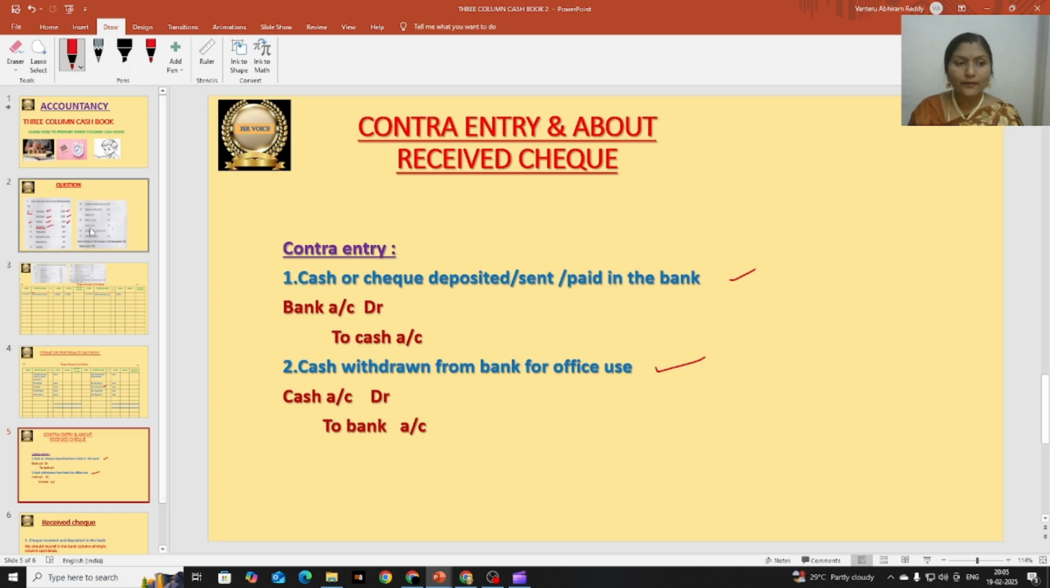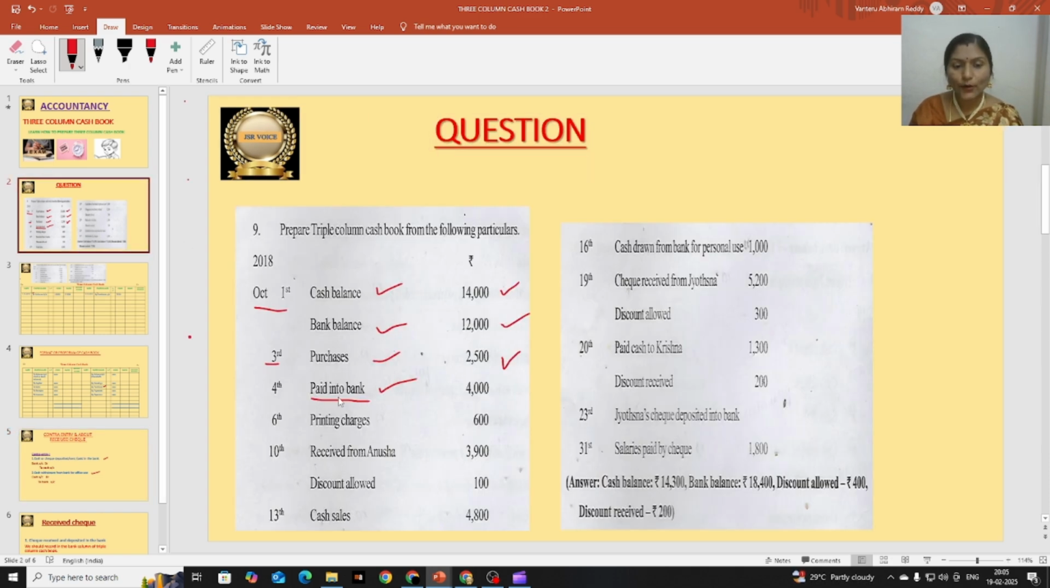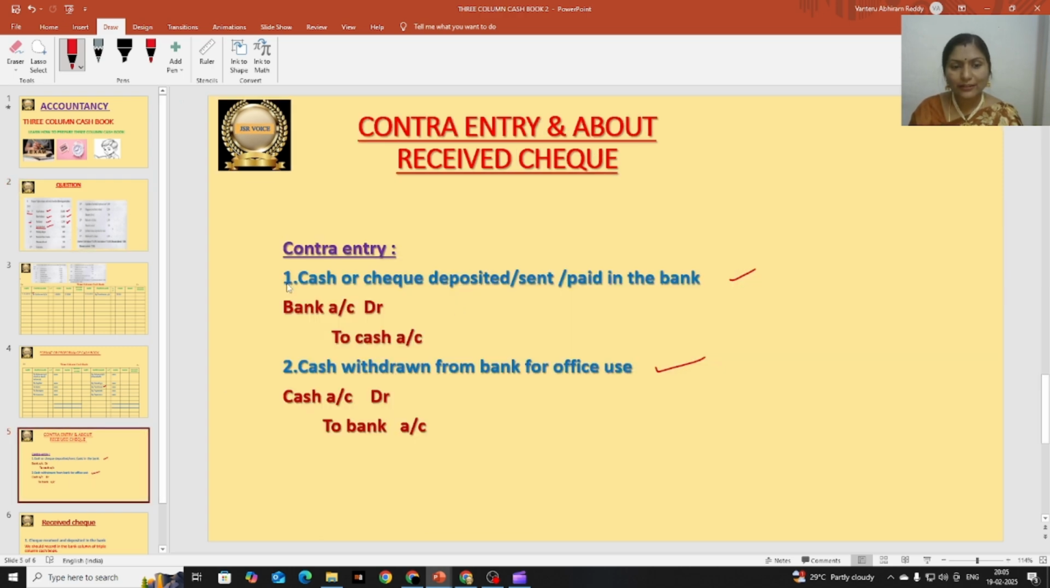So here in our question, what we have? Paid into bank. You can see paid into bank. So what is it, first one or second one? It is the first one. Paid into bank means what? It is a contra entry, the first contra entry. Paid into bank means deposited into bank.